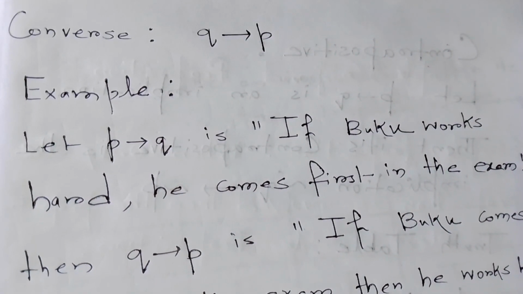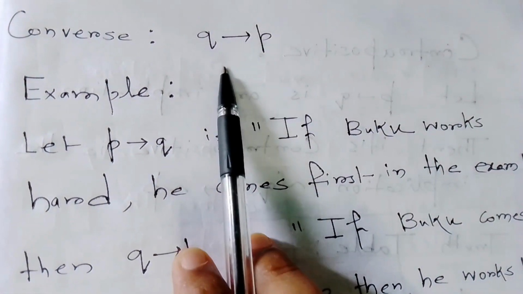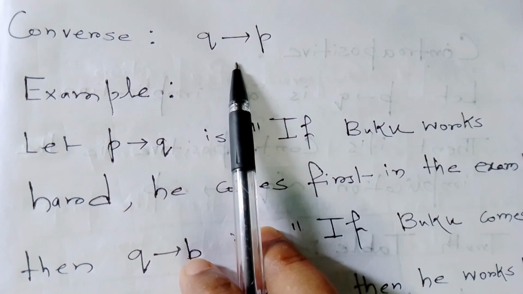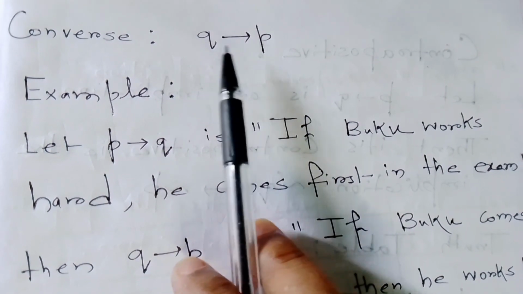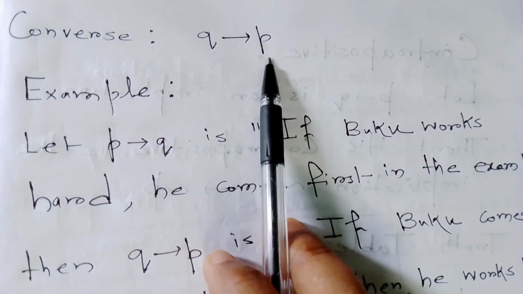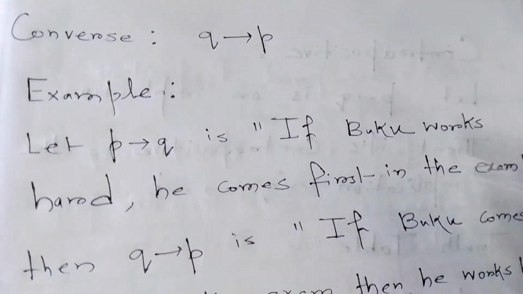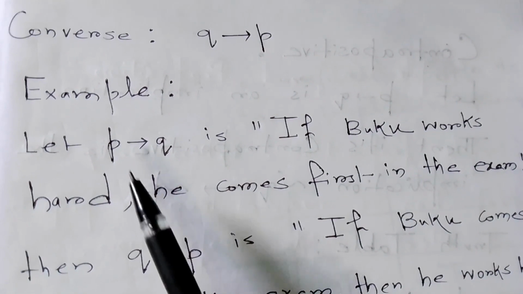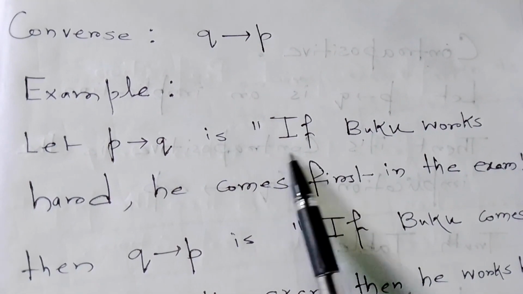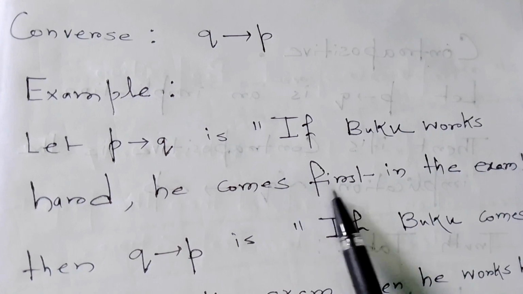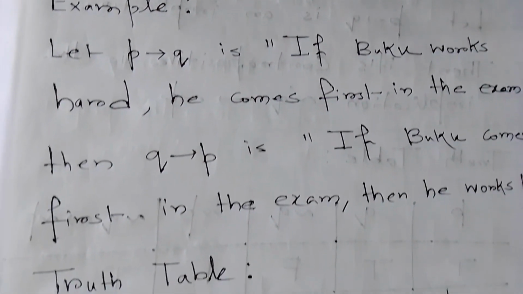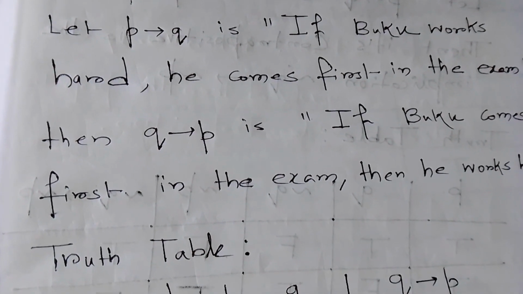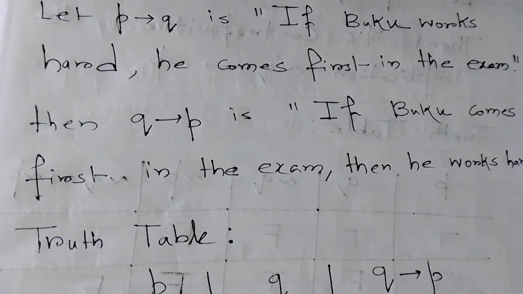So another type of conditional connective is converse, and converse is nothing but just the opposite form of implication. There was P implies Q and here is Q implies P. So let me take you to the example. Let P implies Q be: if Buku works hard, he comes first in the exam. Then Q implies P is: if Buku comes first in the exam, then he works hard.